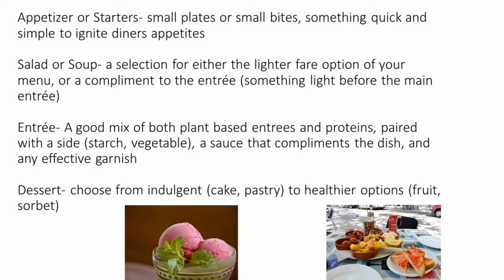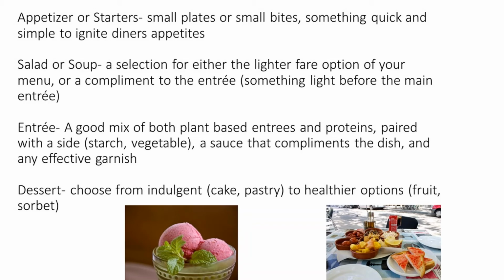Always consider having an appetizer or a starter section. This section should contain small bites or small plates, just something quick and simple to ignite diners' appetites. You also want to consider wait times for entrees, and so your appetizer should be something that the kitchen can prepare quickly as soon as the diner sits down. Have a salad or soup option, something that's lighter, especially if you have heavier protein items on your menu. The salad should be a good balance, helps people make better decisions in terms of how much food they're going to eat all at one sitting.